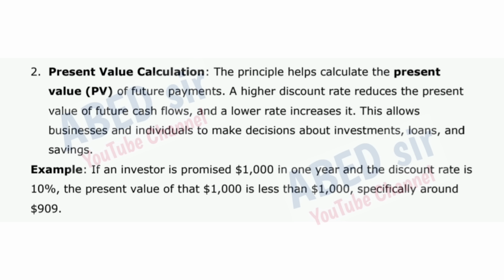2. Present value calculation. The principle helps calculate the present value, PV, of future payments. A higher discount rate reduces the present value of future cash flows, and a lower rate increases it. This allows businesses and individuals to make decisions about investments, loans, and savings. Example: if an investor is promised $1,000 in 1 year and the discount rate is 10%, the present value of that $1,000 is less than $1,000, specifically around $909.